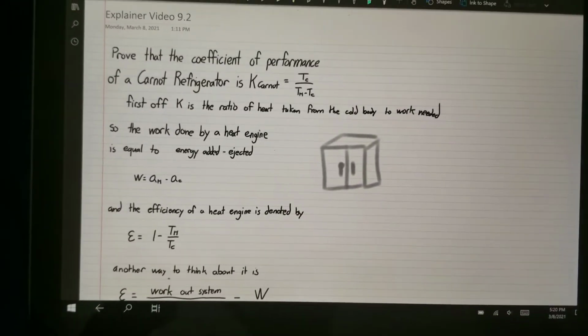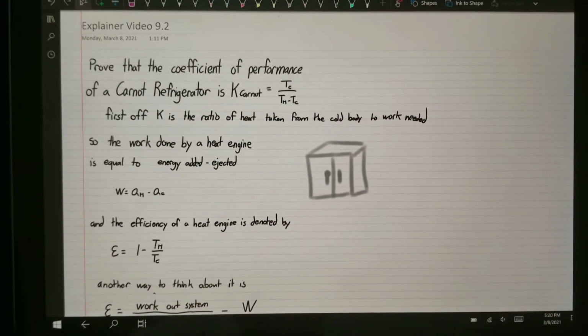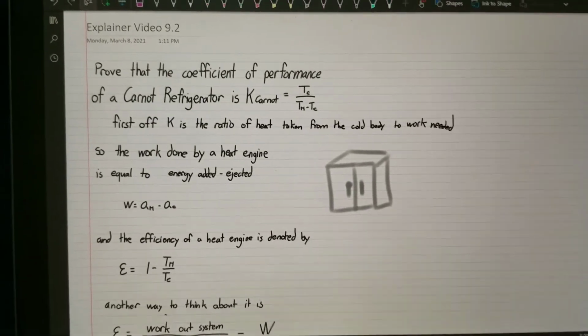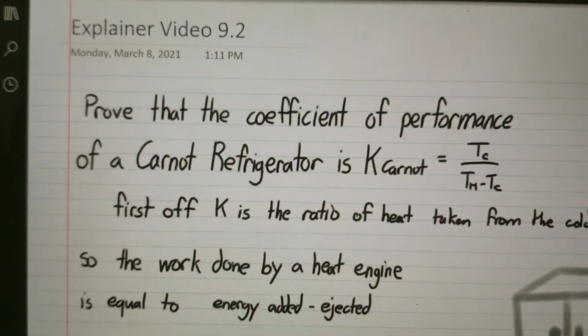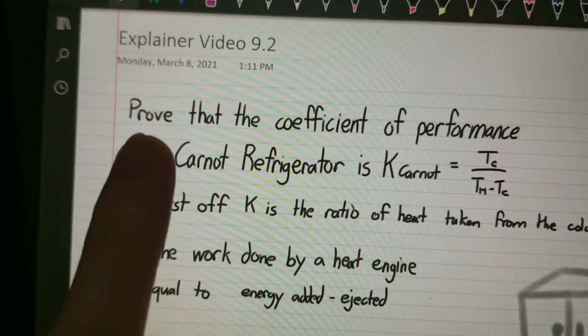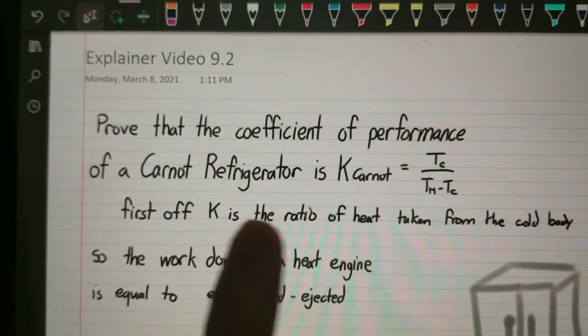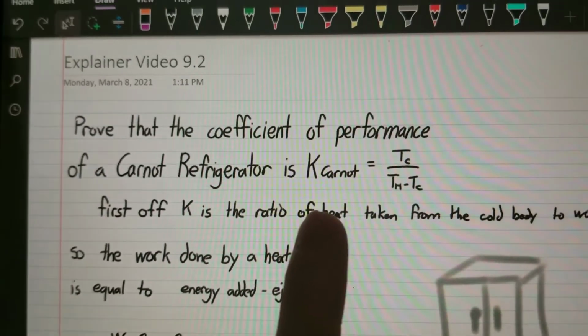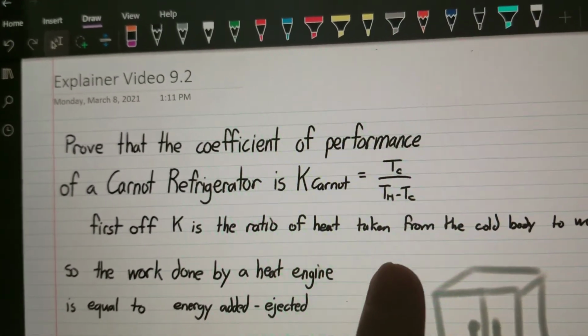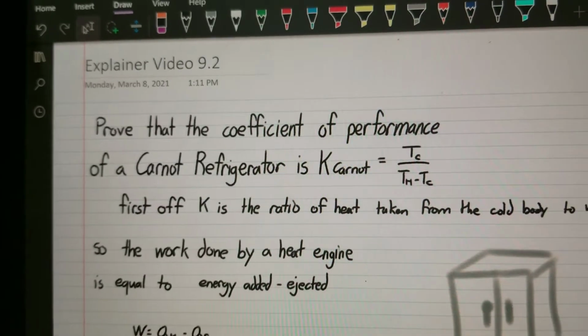Choi, and I'll be going over explainer video 9.2 that goes on about how we're supposed to prove that K Carnot, or I think that's how you say it, is equal to TC over TH minus TC. And into the problem. So this time, our explainer video 9.2 problem is kind of simple, but rather complicated at the same time, because this one line right here, prove that the coefficient of performance of a Carnot refrigerator, K Carnot, is equal to TC over TH minus TC, is true.